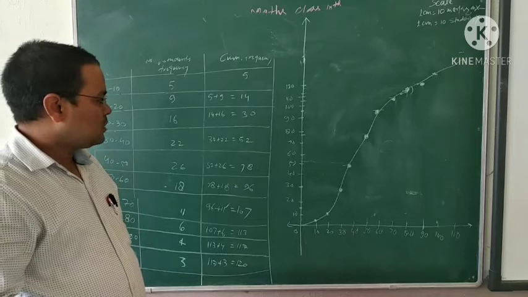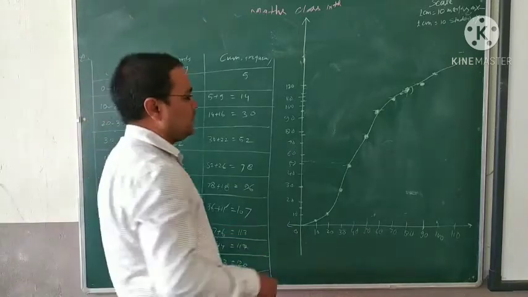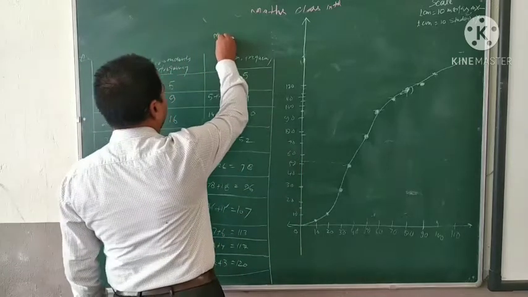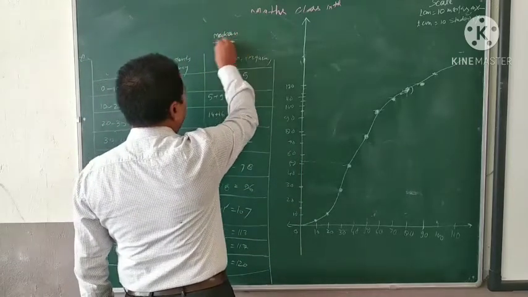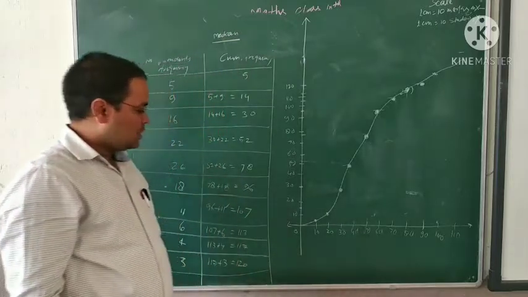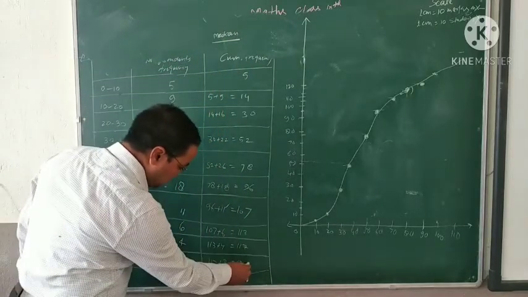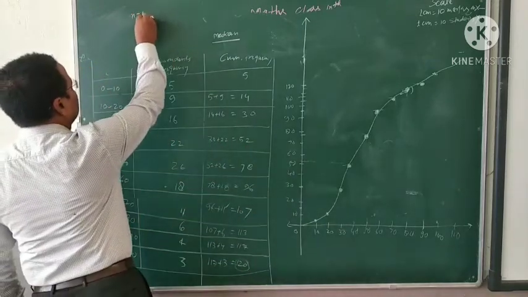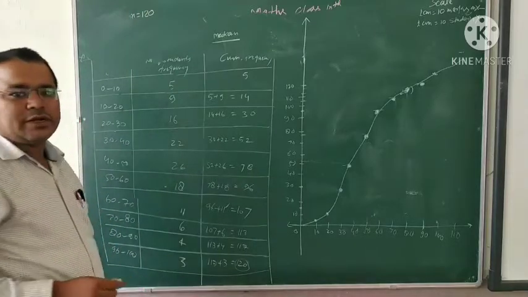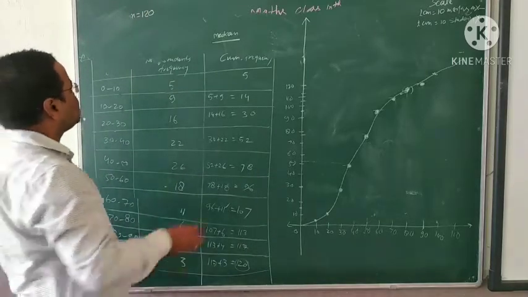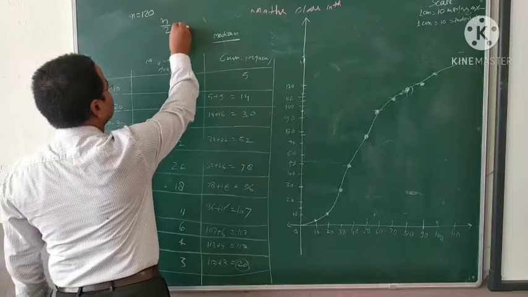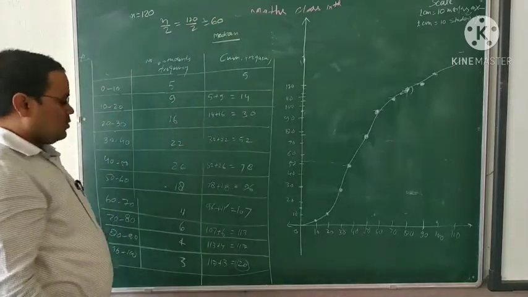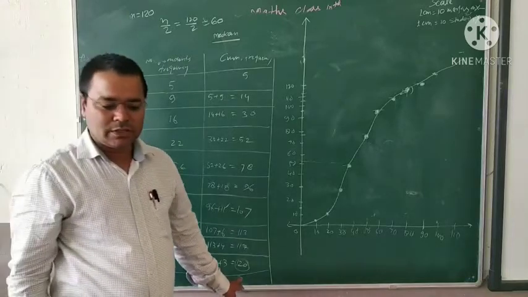Now we will see how we find the median. For the median, we know that total n is equal to 120. So first of all, we find n by 2, which is 120 by 2, that is 60.